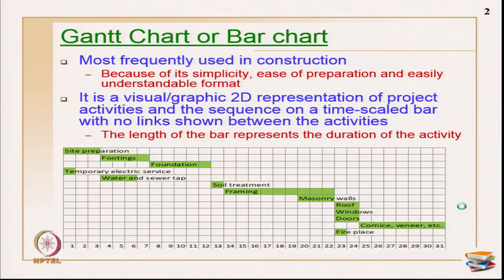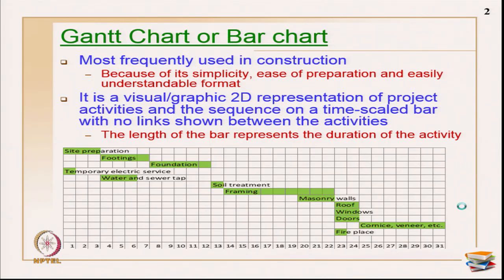The name bar chart has come because of the shape of the bar. The activities are shown as a bar, which is a rectangular shape, and hence the name. The other name is Gantt chart, because the person who introduced this bar chart is Henry L. Gantt. It is the most frequently used tool in construction, and because of its simplicity, ease of preparation and easily understandable format, it is very widely used. Even today, many construction firms are very happy showing a bar chart representation.